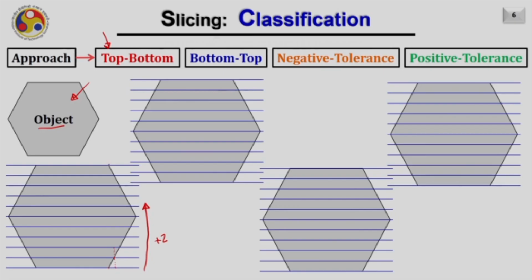Let us consider first the top down approach or top bottom approach. In this case, we shall project the intersecting contours from the top surface or top slice to the bottom slice like this. So from the top slice, the projection of the contours will be on the bottom slice. So this is how your object will look like.